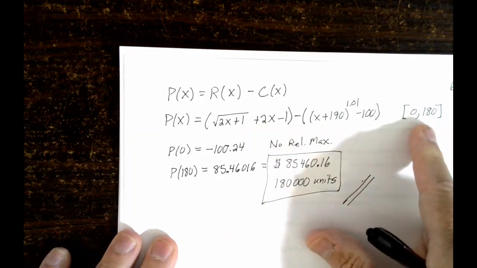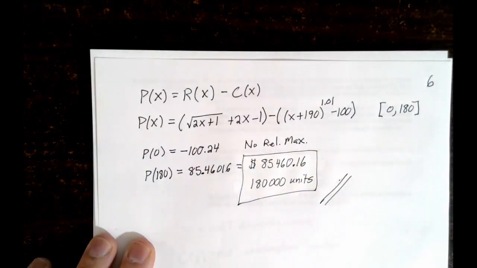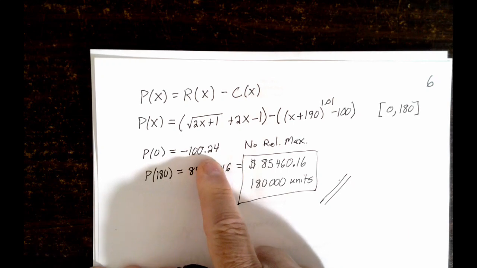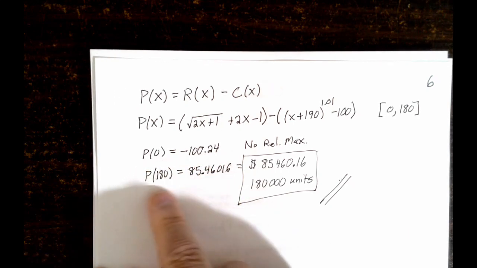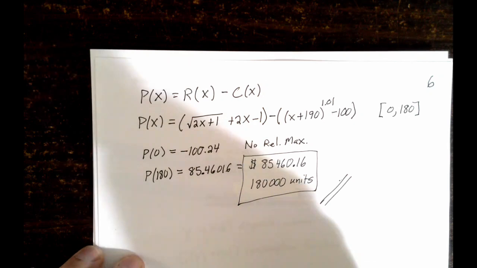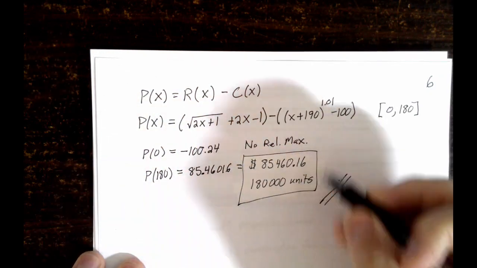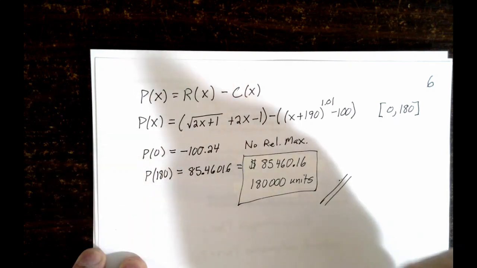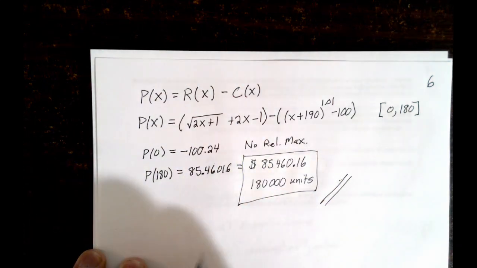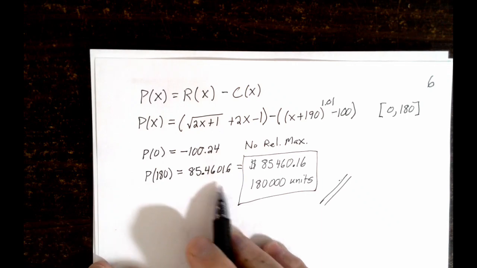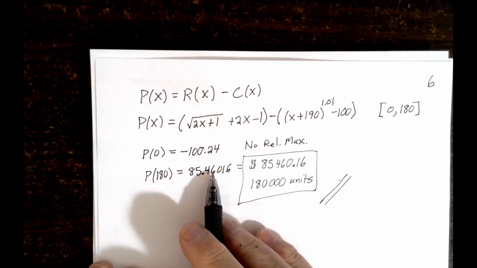And remember, we're limiting ourselves to 180. If you plug in 0 into the profit function, you get a negative profit, actually a loss. If you plug in 180, you get a number of 85.46016. Now if you graph this function, you'll see that it's forever increasing. It doesn't have a relative extrema, no relative max or min. And so the endpoints are going to tell you which one's going to be your maximum. And since this one's the larger one, that's your max.